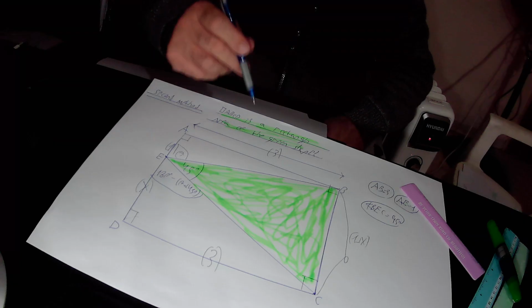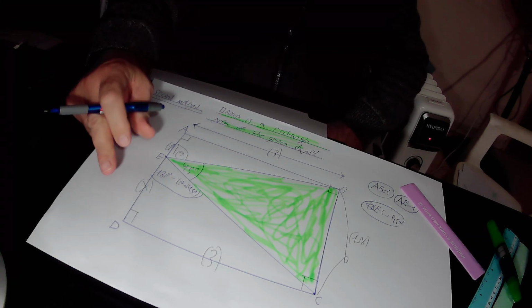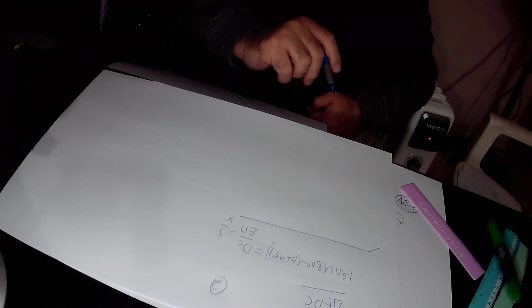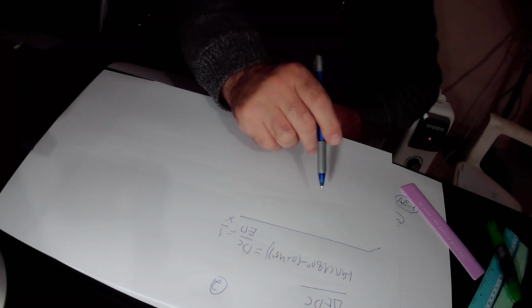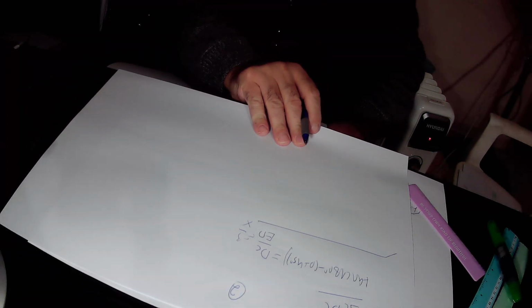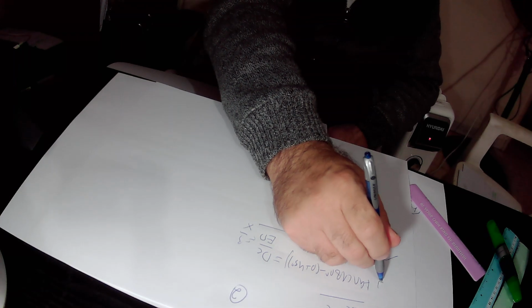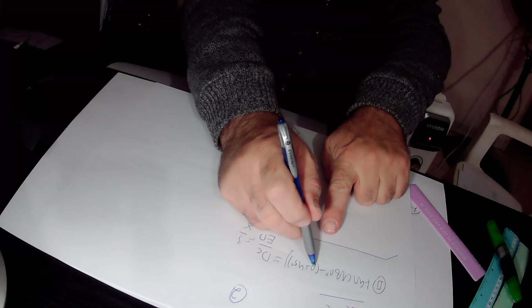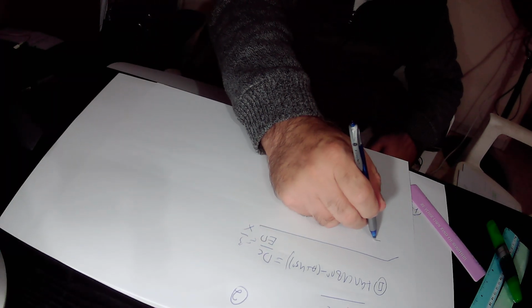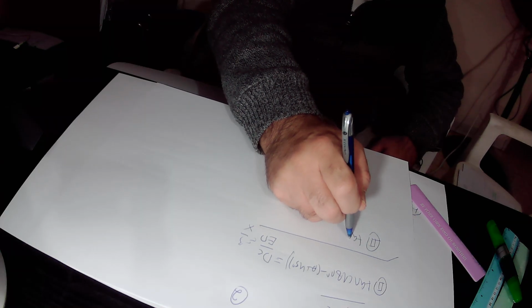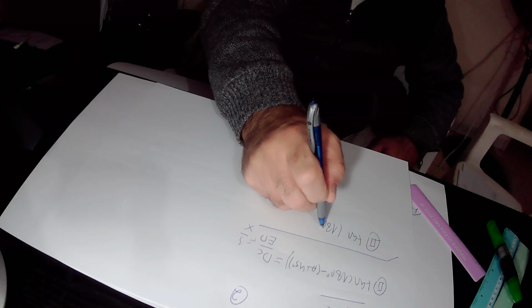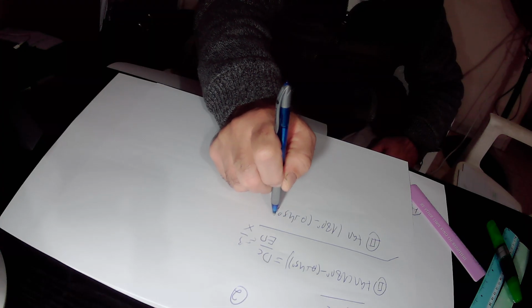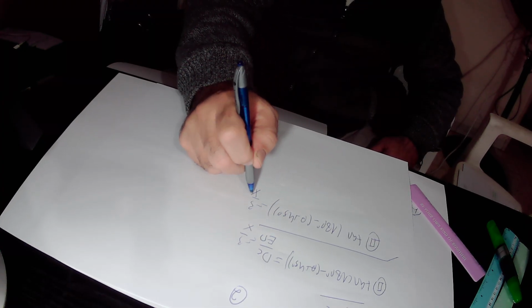DC is 3 over ED. ED is x. So this is equation 2. We found out that according to equation 2, tangent of 180 degrees minus (theta plus 45 degrees) equals 3 over x.